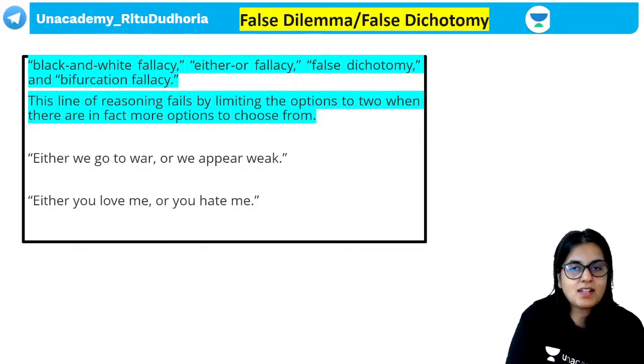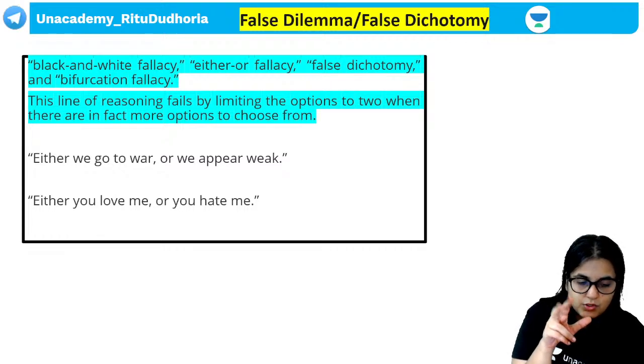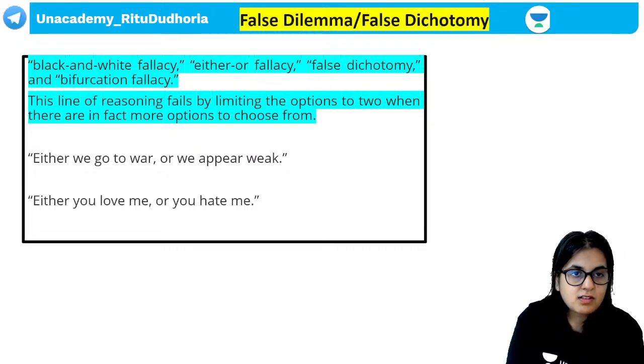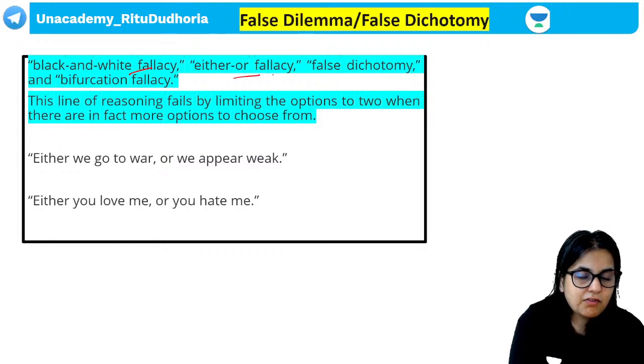Next one, false dilemma or false dichotomy. Dilemma and dichotomy mean confusion between two choices or between two options. It's also called black and white fallacy or either-or fallacy.